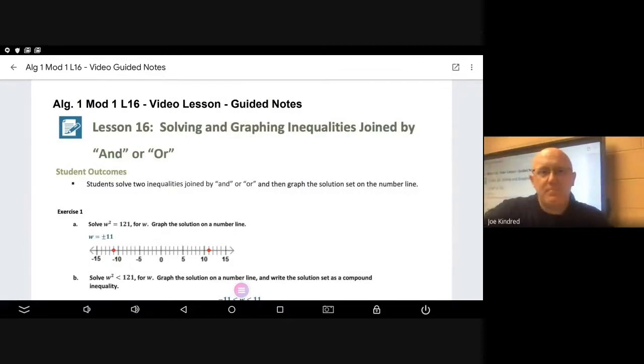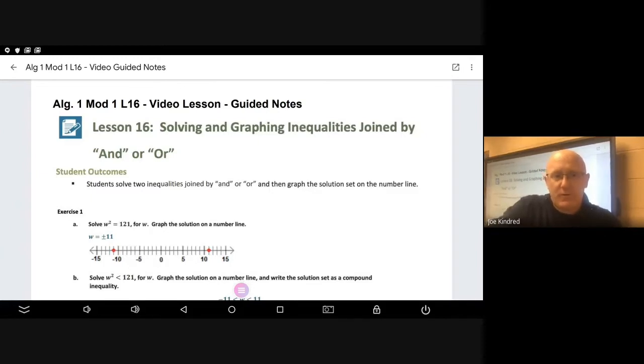Okay, guys, Algebra 1, Module 1, Lesson 16. It comes on the heels of Lesson 15, where we began to look at compound equations, compound inequalities, and interpreting the word "and" or "or." One of the things we want to remember from Lesson 15 is that if we are using the word "and," both of the inequalities or equations have to be true. And if we're using the word "or," only one of them has to be true for the compound inequality or equation to be true itself.